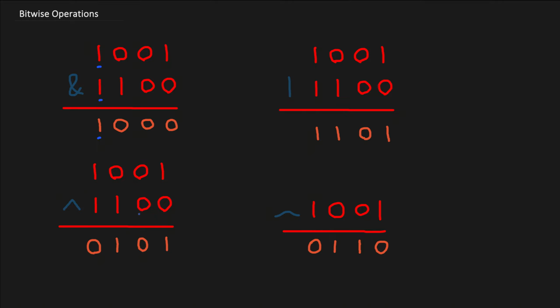For XOR, the final bit is 1 only if the bits of the original numbers are different. So in this case, for the first and third place, the bits are different, so the final bits will be 1. Otherwise, they're 0. And then for negation, you simply flip the bits. So if they're originally a 1, they turn into a 0. And if they're originally a 0, they turn into a 1.